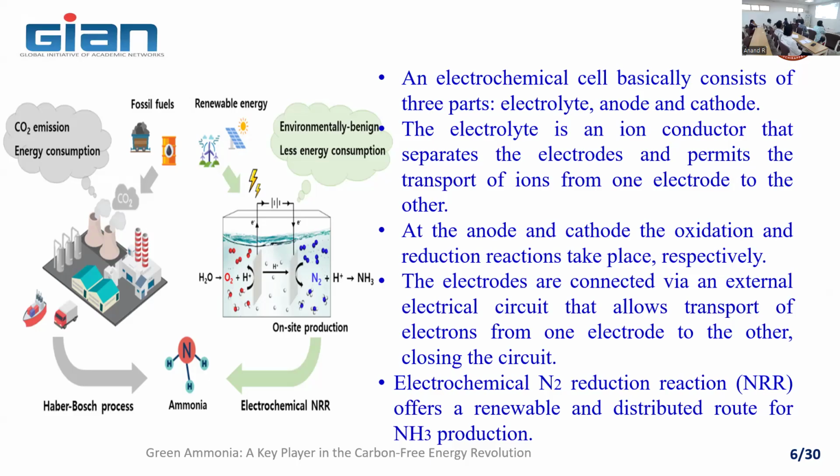If you see the electrochemical system, it has three components. We have the anode, the cathode, and the electrolyte. If you miss any one, you cannot do the desired reaction. The purpose of the anode and cathode is something like what you come across in a battery also. There is an anode and cathode.